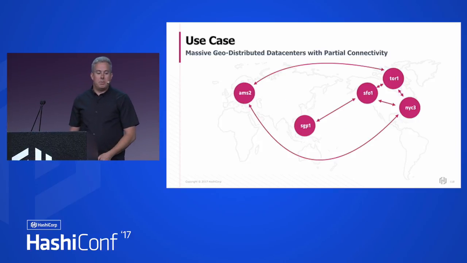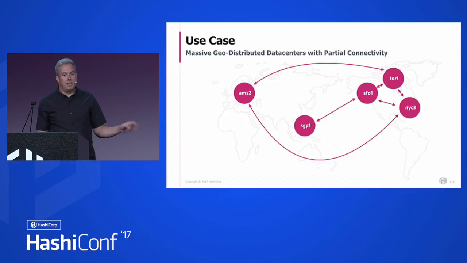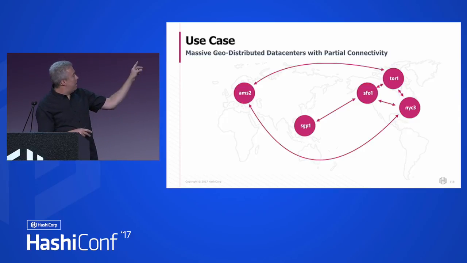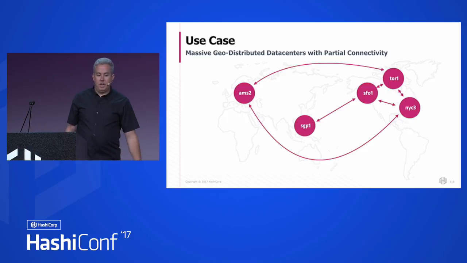Another super common use case for this is if you have a massive geo-distributed thing, but not all of your sites can be connected in a full mesh. If you were to do this with the WAN gossip model, you would have to have connectivity between Amsterdam and Singapore. Maybe you can't have that. So this just wasn't possible before, and it affects people that are running at a massive global scale.